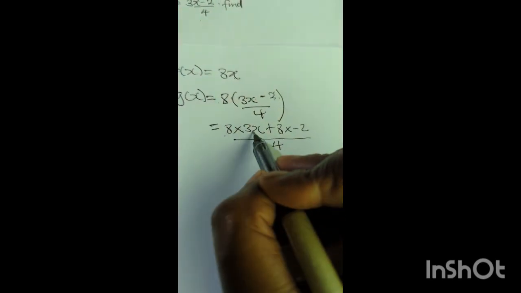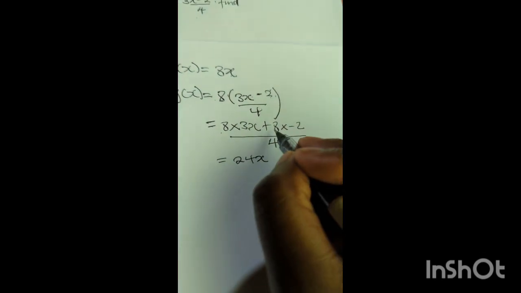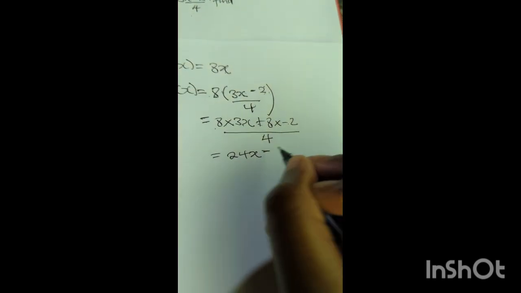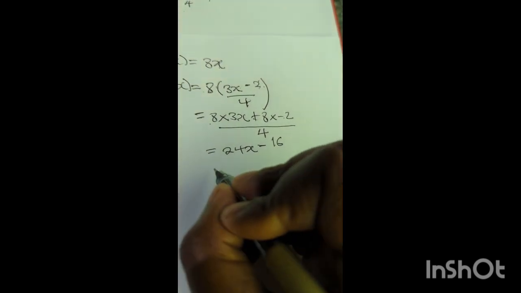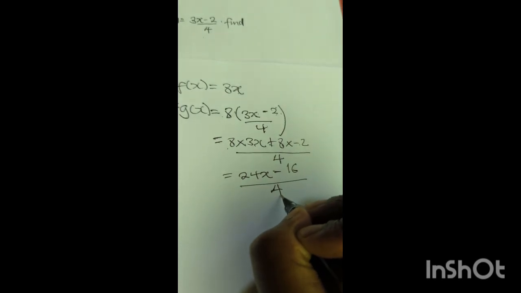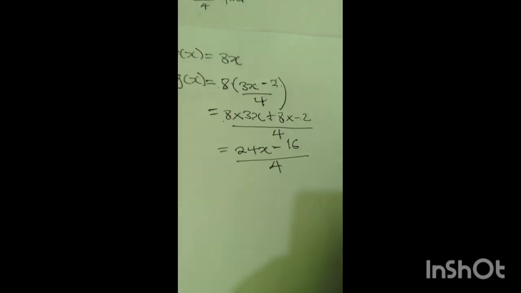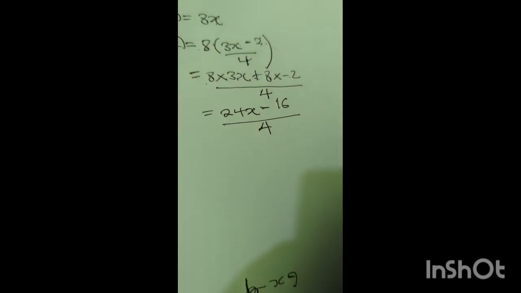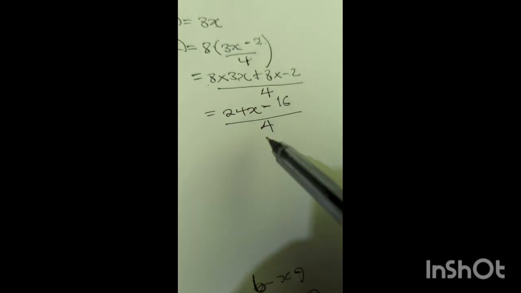Okay, so what is 8 by 3x? That will give me 24x. Then positive by negative, negative. Okay, and then 8 by 2, 16 over 4. Okay, where are we? Find an expression. Okay, that's where we are. Find an expression. So an expression, you don't have to find the value. It's just an expression. Okay, so this is how it is. Of 24x minus 16 over 4.